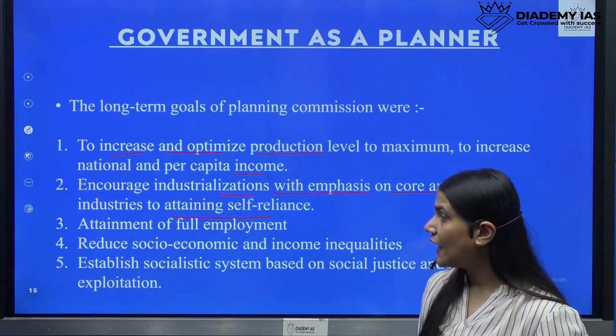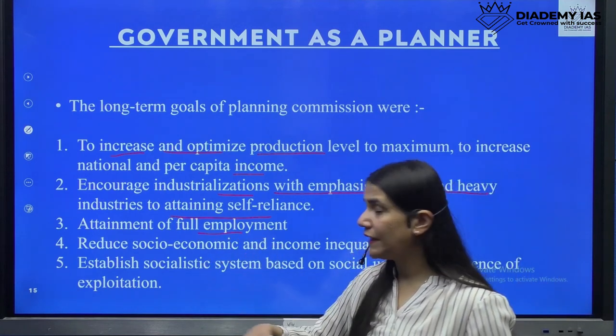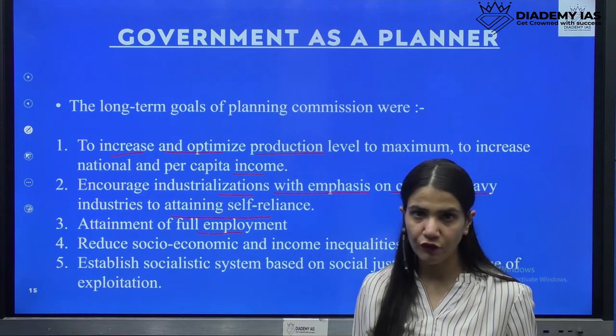Attainment of full employment. When there will be attaining of self-reliance, there will be a lot of employment opportunity.